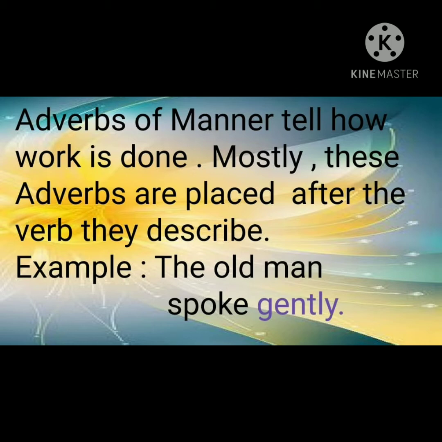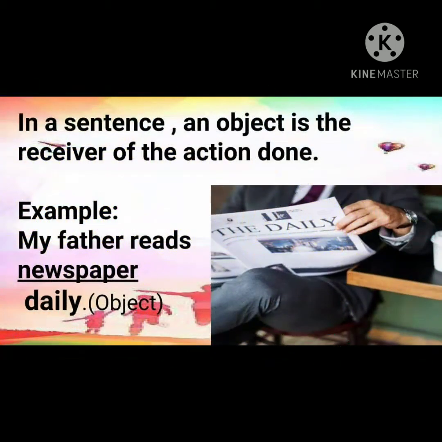Now, adverbs of manner are placed after the verb only if there is no object in the sentence. Children, do you know what an object is? In a sentence, an object is the receiver of the action. Action is performed upon the object only. For example, my father reads newspaper. In this sentence, what is the action done? Which action is performed here? Read. Reading is done. But what is to be read? That is newspaper. That means newspaper is the object here.